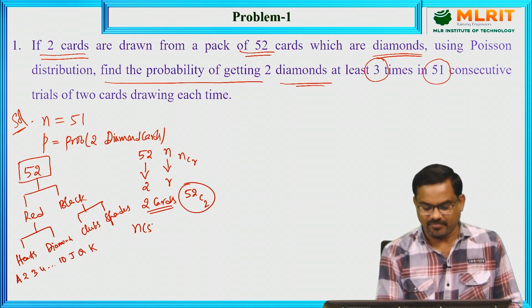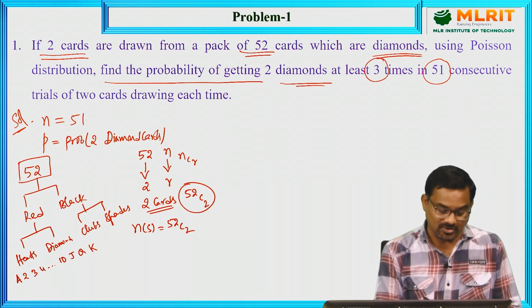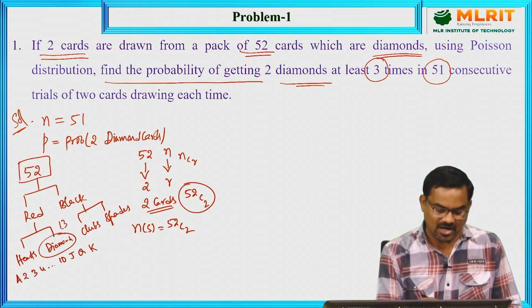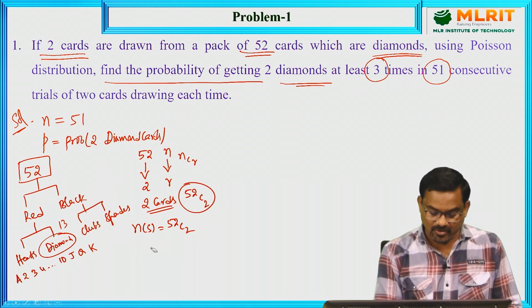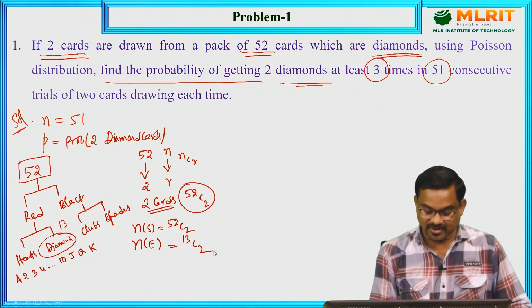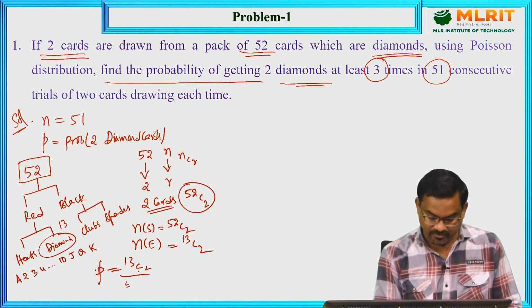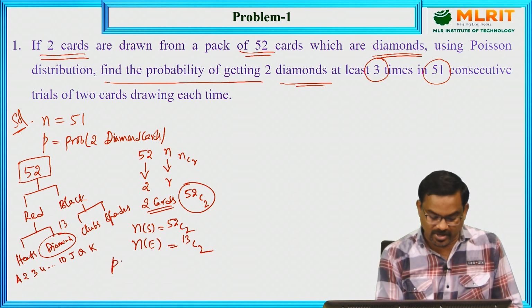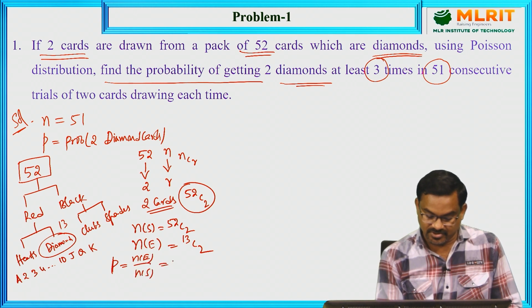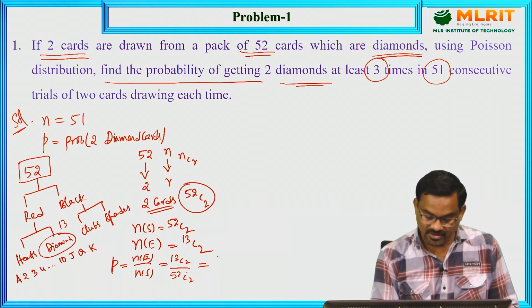This is the total number of cases, 52C2, and those two cards must be diamonds. And how many diamonds are there out of 52 cards? In each type there will be 13 cards. So there are 13 diamonds, and these two cards must come from those 13 cards itself. So n(E) is 13C2, and therefore the probability of drawing two diamond cards is n(E) by n(S), which is 13C2 by 52C2. If you find this value using nCr, n factorial by r factorial and n minus r factorial, we will get the answer as 3 by 51.